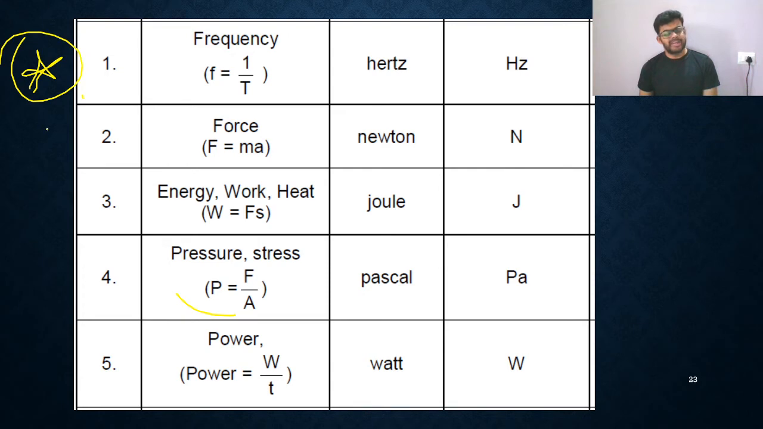Frequency is the number of cycles per second, or number of rotations per second. Any number is unitless, it doesn't have any unit. But frequency can be written as number of cycles per second, where the number does not have any unit. So number per second means just 1 by second, that is second inverse. And second inverse is called hertz in SI.